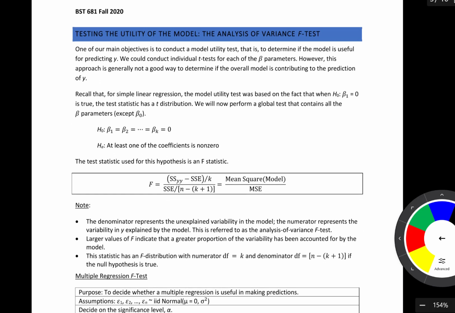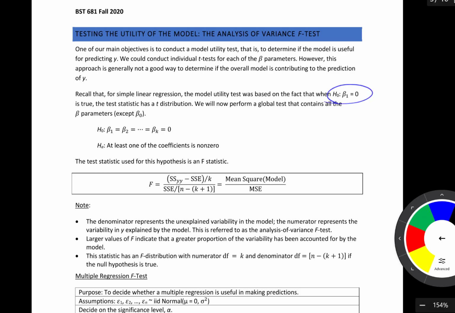All right, next we're going to turn to testing the utility of the model. And to do this, we're actually going to use an analysis of variance, or an F-test. So if one of our main objectives is to conduct a model utility test, that is to determine if the model is useful for predicting y, we could conduct individual t-tests for each of the beta parameters. So if you'll remember, when we looked at the simple linear regression model, we only had one x, so we had beta 1, and so we could use a t-test to determine whether or not that was significant. However, using those individual t-tests is generally not a good way to determine if the overall model is contributing to the prediction of y.